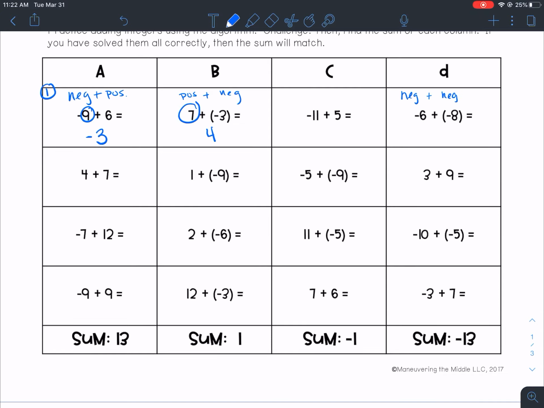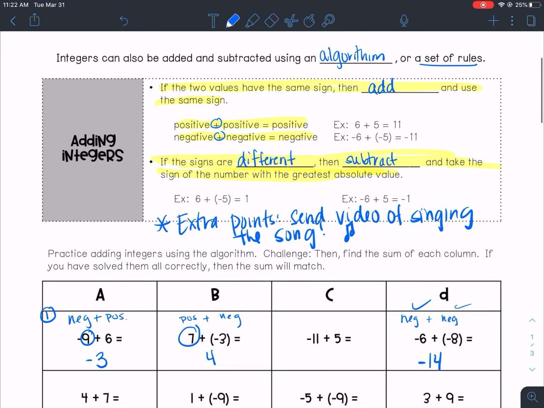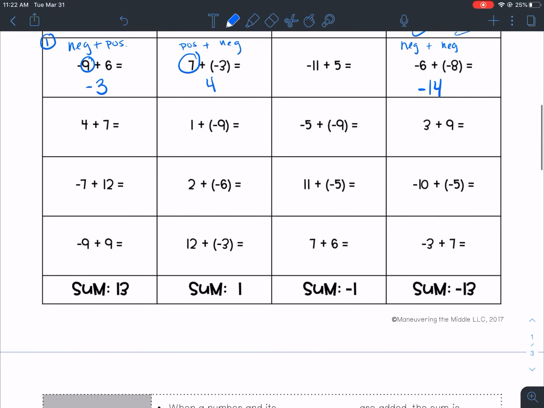So let me think about the sign. Same signs, yes, negative and negative. So I add the numbers. 6 plus 8, that gives me 14. So same signs, add and keep the sign. So the sign is negative, so it stays negative. Okay, so that's my answer. All right, so that's adding integers, adding positives and adding negatives together.